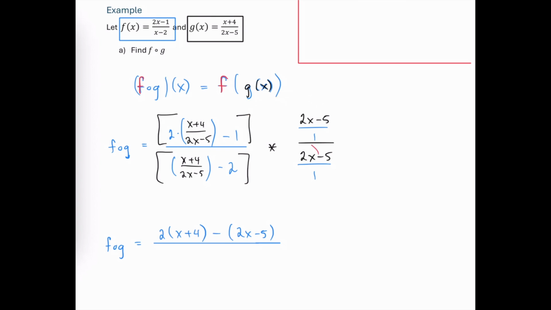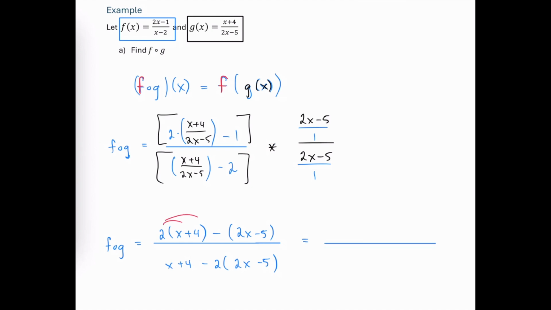Then we'll take 2x minus 5 and multiply it into this first term of the denominator. And let's just take a close look at that multiplication. Basically, we have 2x minus 5 times x plus 4 over 2x minus 5, and those 2x minus 5s are going to cancel, leaving just x plus 4 in this position. And finally, we have minus 2 times 2x minus 5. Now we're ready to distribute and combine like terms.